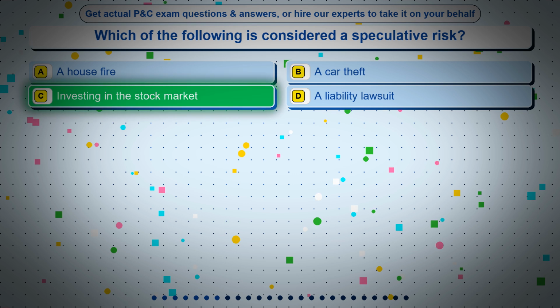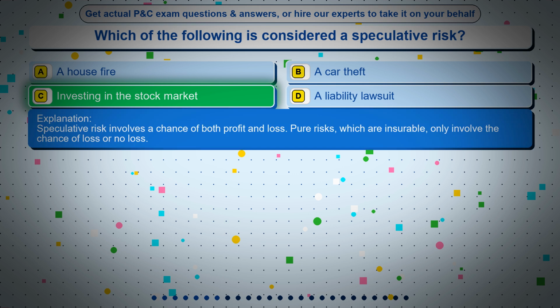The correct answer is option C. Investing in the stock market. Speculative risk involves a chance of both profit and loss. Pure risks, which are insurable, only involve the chance of loss or no loss.